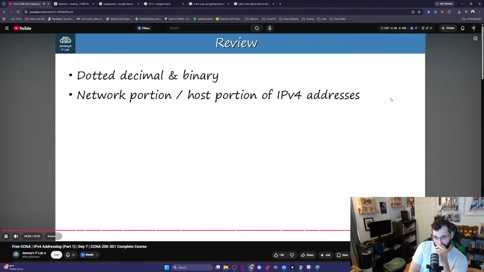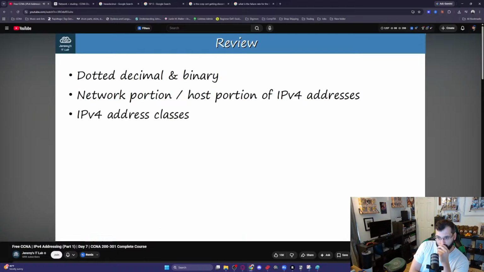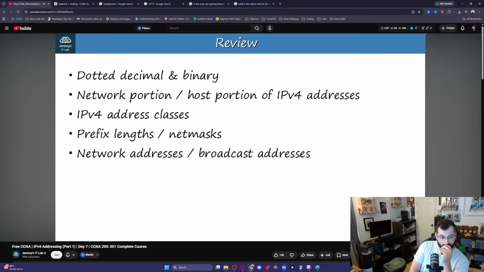But a unique host portion of their IP addresses. You learned about the IPv4 address classes. We looked at the different ways of indicating the length of the network prefix, by writing the prefix length with a slash, or by using a netmask. And finally, you learned about the network address, which has a host portion of all zeros, and is used to identify the network itself, not any particular host on the network. Also the broadcast address, which has a host portion of all ones, which is used to send network traffic to all hosts on the network.